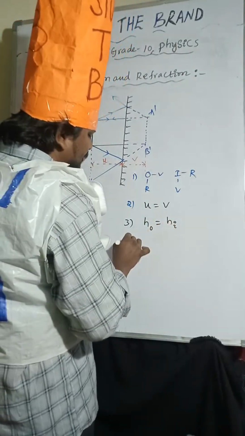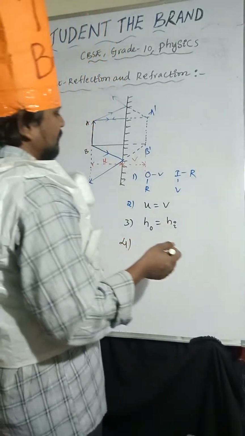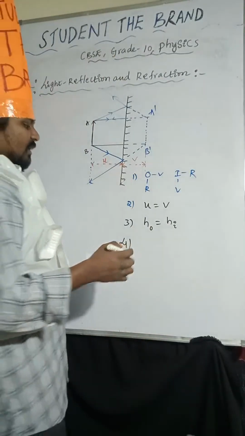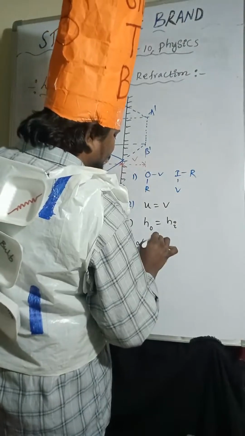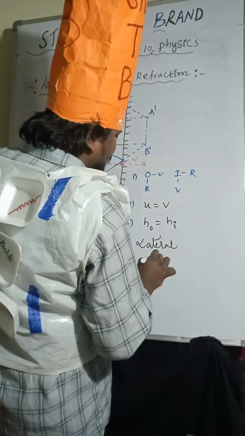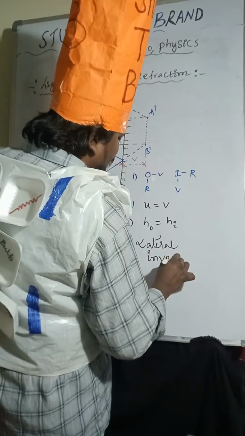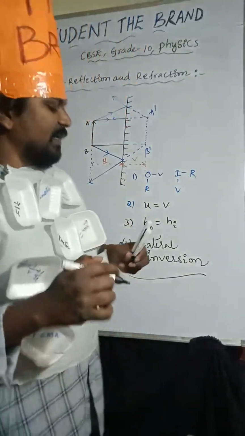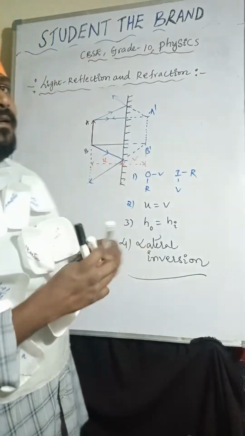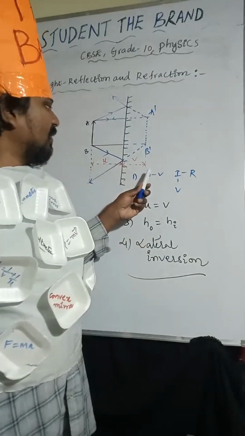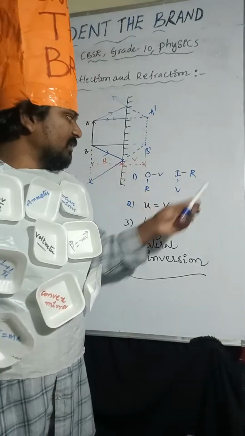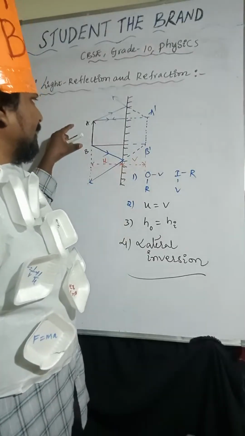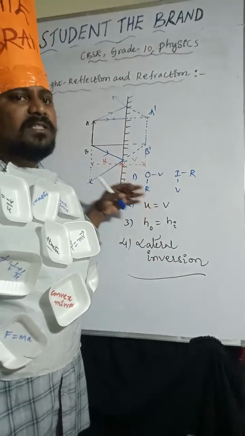And coming to the fourth one, magnification, that is nothing but v by u. Magnification is +1. And also it shows lateral inversion. So once again, point number 1: object is real, image is virtual; object is virtual, image is real. Object distance is equal to image distance. Height of the object is equal to height of the image, and also it shows lateral inversion.